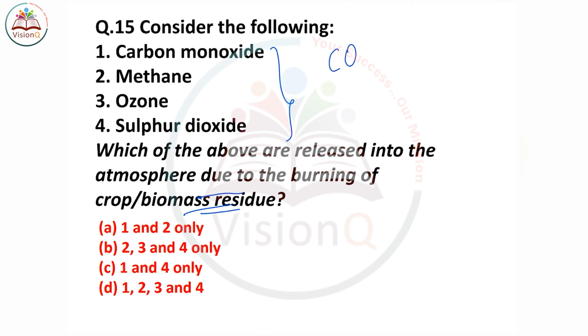Carbon monoxide, methane, which is CH4, ozone gas present in the stratosphere of the Earth's atmosphere, and sulphur dioxide, all are greenhouse gases and all are released into the atmosphere when agricultural crop residue or biomass residue is burnt. So the right answer will be all these are right. So the answer will be option number D: 1, 2, 3 and 4 is right.